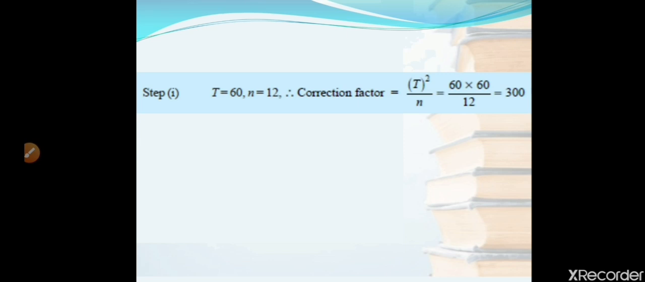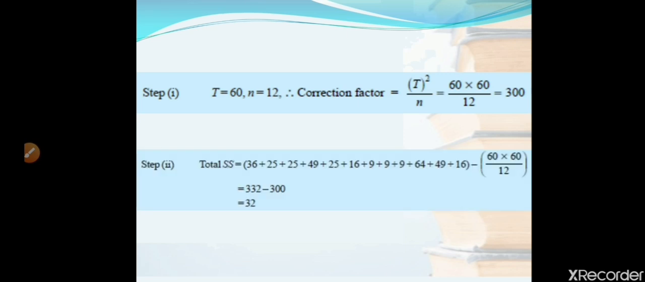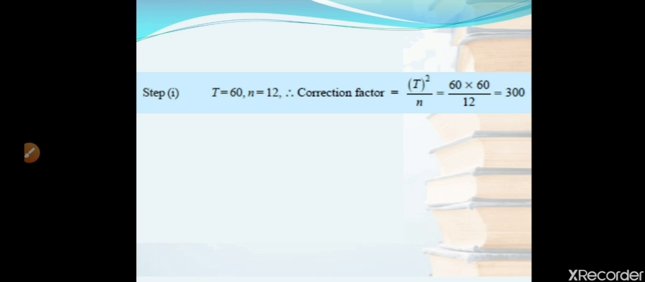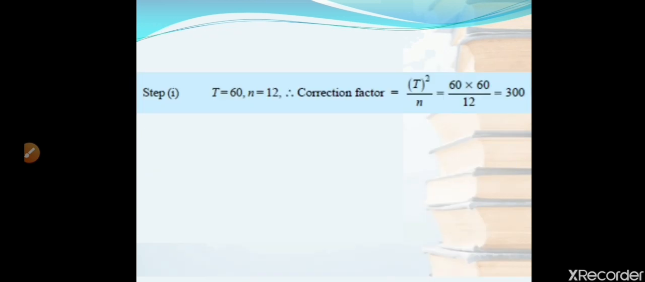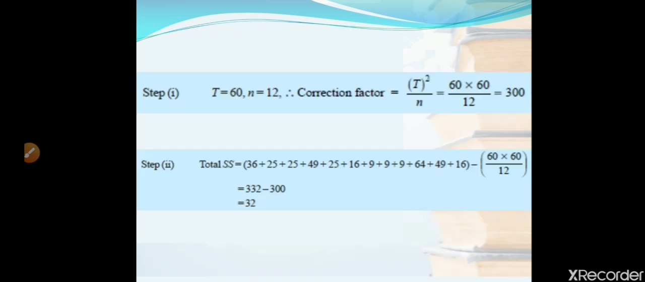Step 2 is total SS. In total SS, we take the square of each value and then we add it, and then we subtract the correction factor from it. So for example, the first value is 6, so we will take 36. Second is 5, we will take 25 and 25. So 36 plus 25 plus 25 plus 49 and so on. Then we will subtract the correction factor from this total, and total SS comes out to be 32.